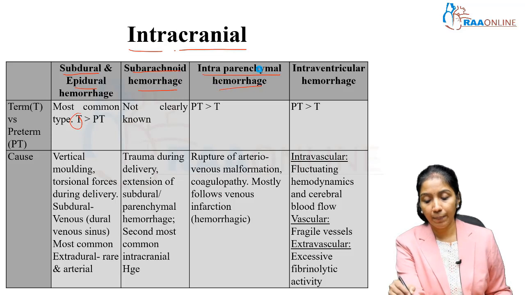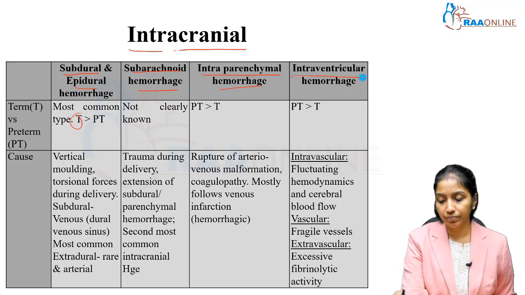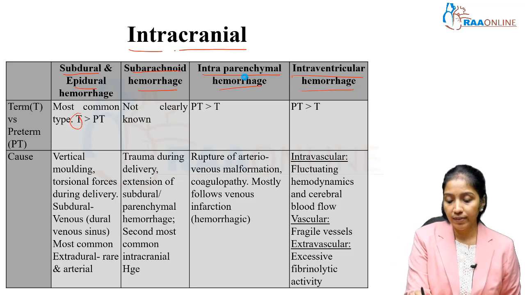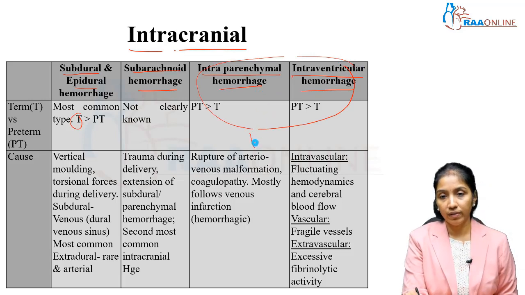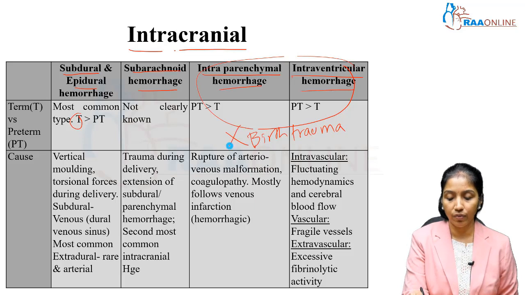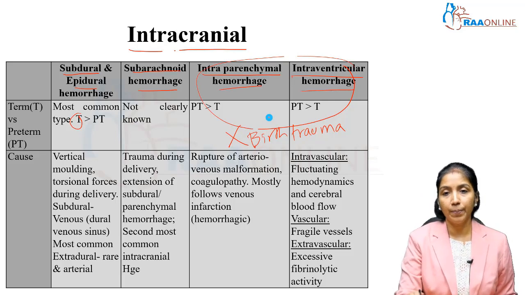Next, if it happens inside the brain, it is intraparenchymal hemorrhage. If it is happening inside the ventricles, it is intraventricular hemorrhage. Both of these usually do not happen as a process of birth injury. Usually, it is happening in the neonatal unit, so it is not generally because of birth injury. It is because of hemodynamic instability and venous infarction. So, these two are not a process of birth trauma.